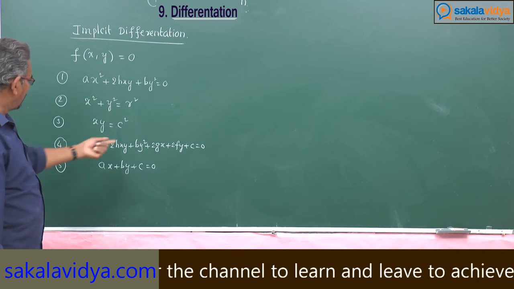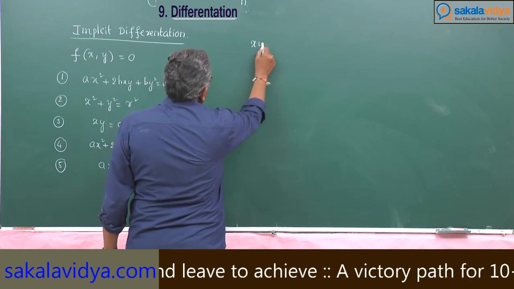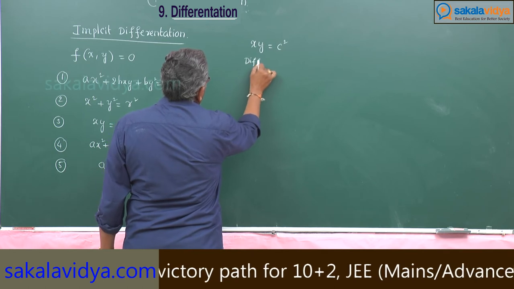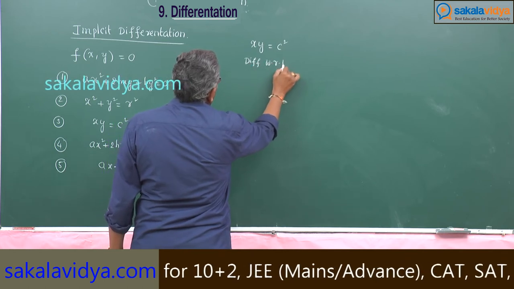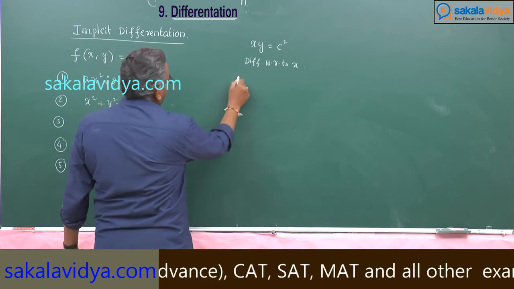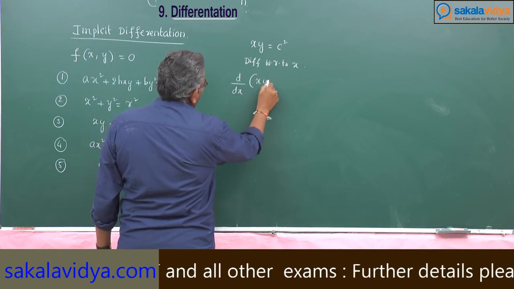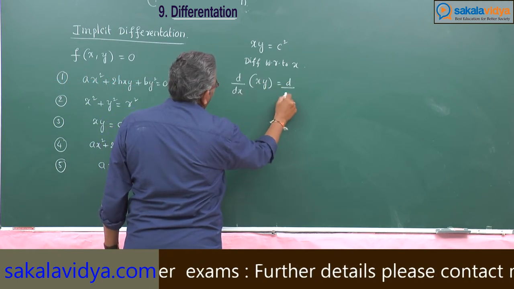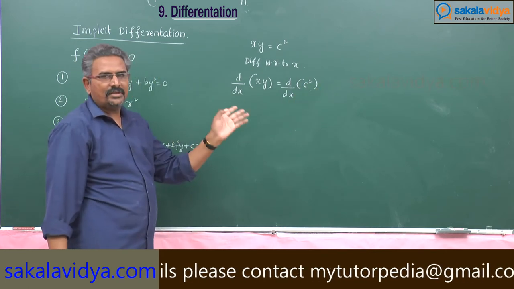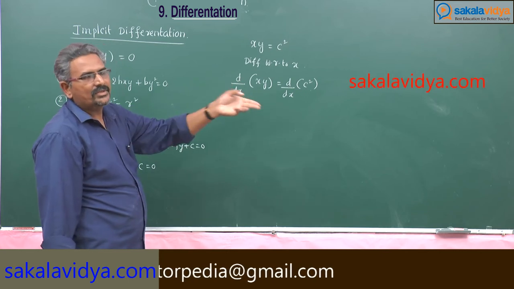So for example, let us take the third one, xy is equal to c square. Differentiate with respect to x. Now d by dx of xy is equal to d by dx of c square. Except x comma y variables, the rest of the values should be taken as constants only.